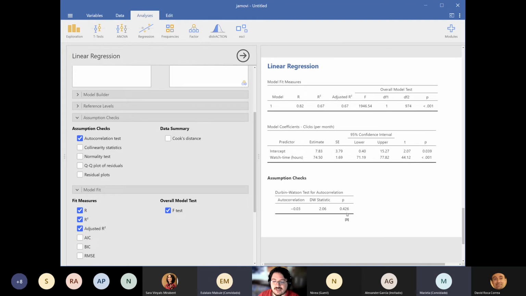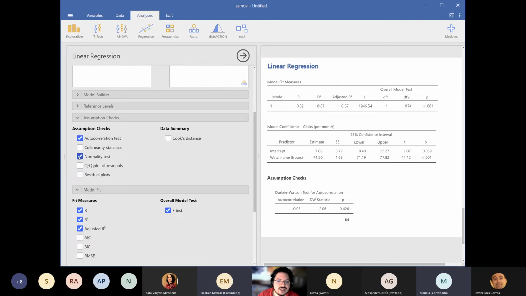Okay, we can't. So this sentence is going to be complicated, I believe. We can't reject the idea that this variable, clicks per minute, is not autocorrelated. So we can't reject the idea that there is no autocorrelation. Therefore we are good, because if we had autocorrelation, we would have a problem.